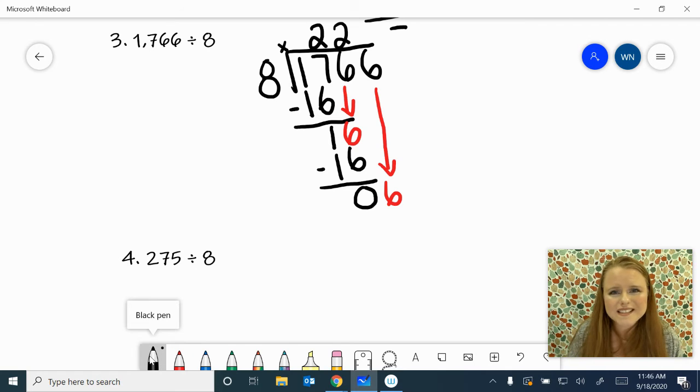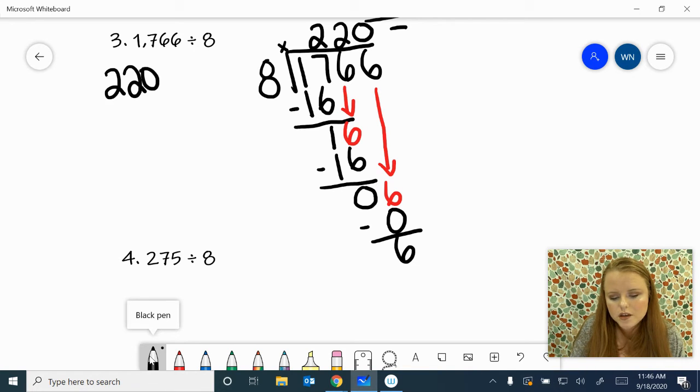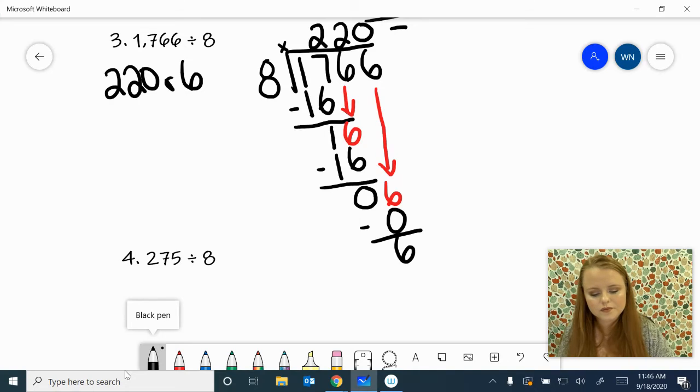8 can't go into 6. So I know I'm going to have to say 8 can go into 6 0 times. And 0 times 8 is 0. 6 minus 0 is 6. So our answer is 220, remainder 6. I hope you got the right answer. It's time to move on to the next problems.